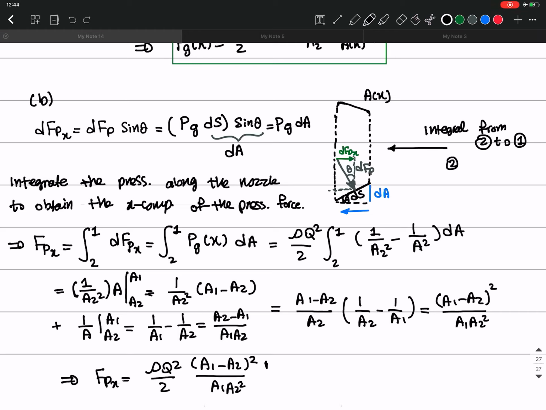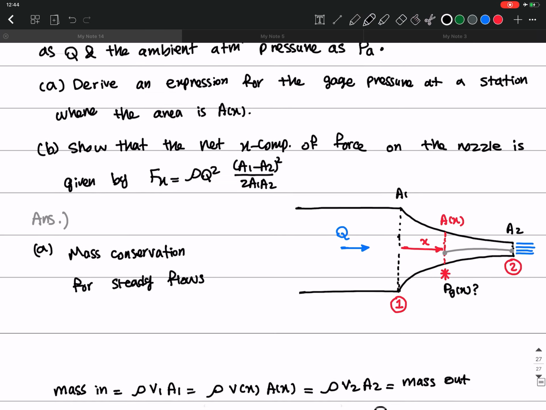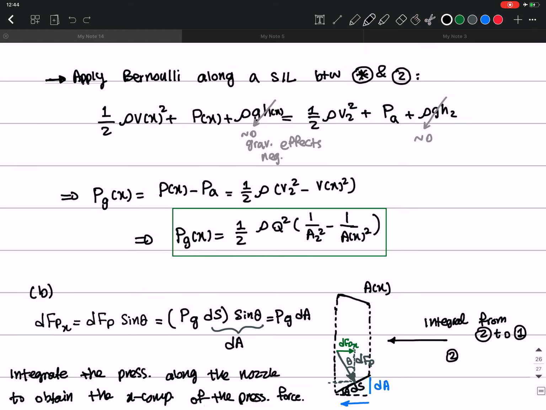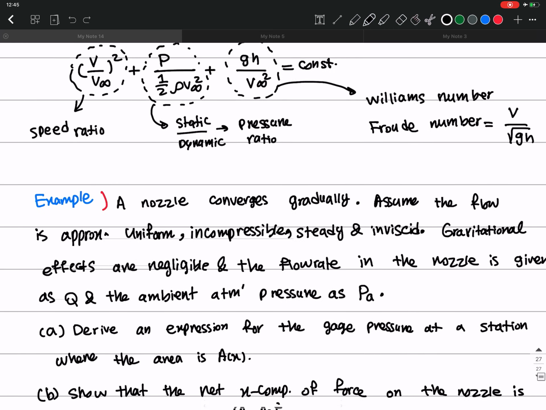This is our final F_Px, the pressure force in the x direction. And just look at it here. It matches well with this expression that the problem wanted us to derive.